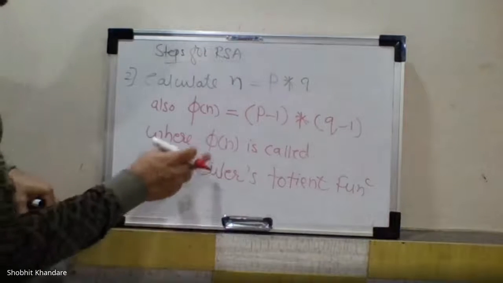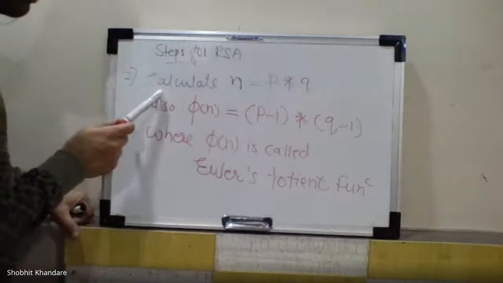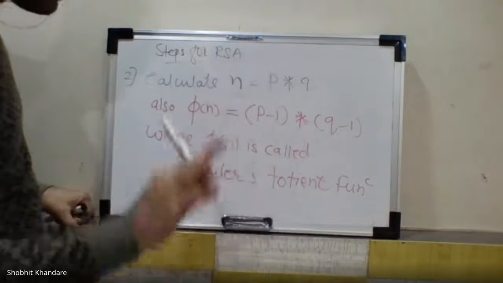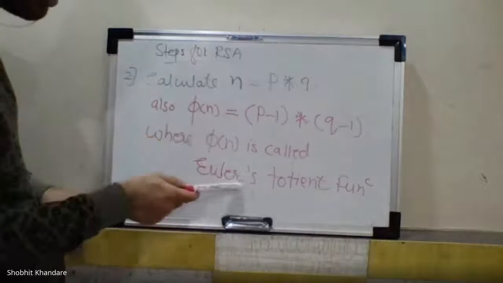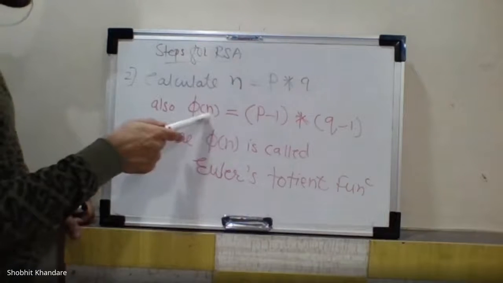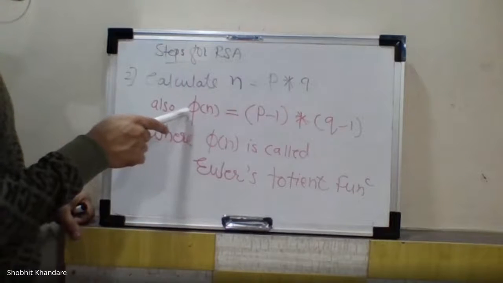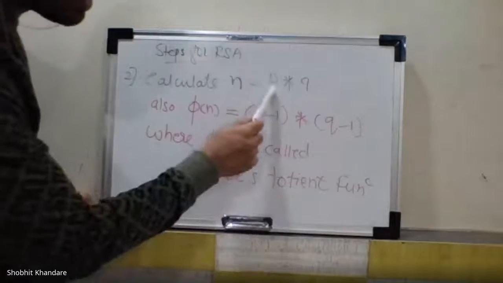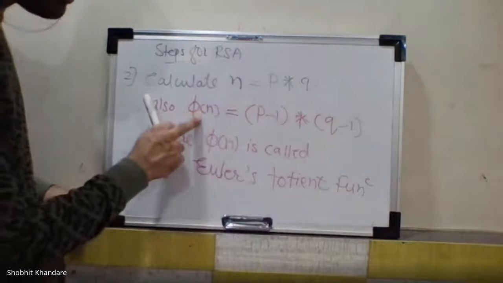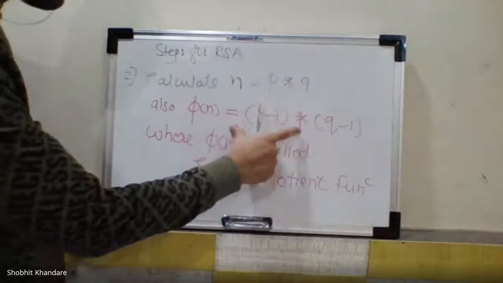Otherwise, we'll do one thing. Let me explain Euler's totient function here only. The next step is we need to calculate the value of small n, which is nothing but P into Q. Once you get the value of n, I want the totient function of n, which is given by phi of n, Euler's totient function. If P and Q are prime numbers, which obviously they are, then directly we can write the totient function of n as P minus 1 into Q minus 1. It is a direct formula.